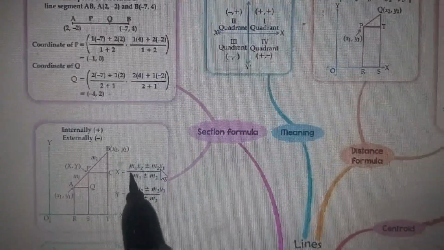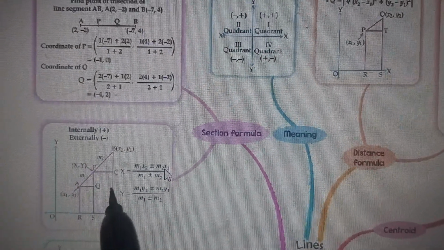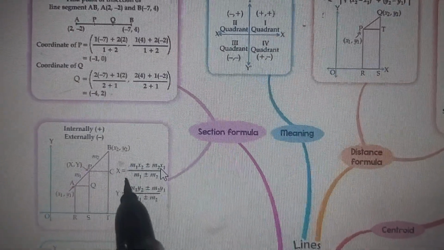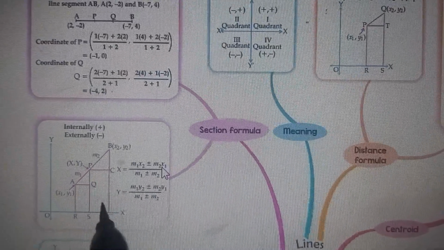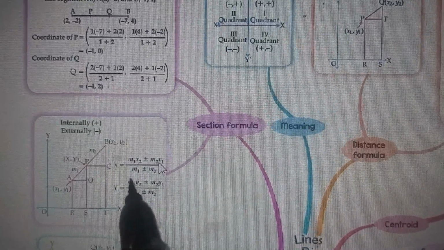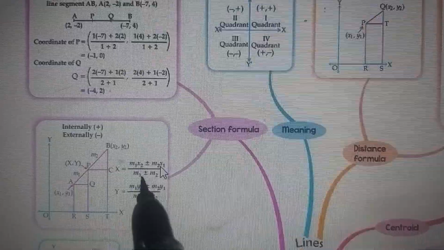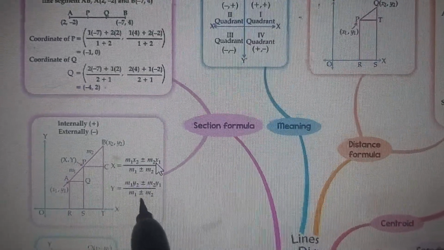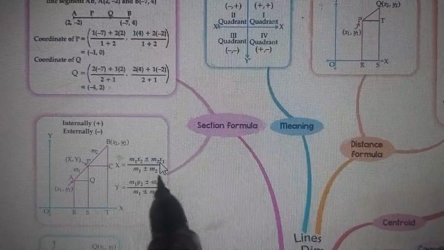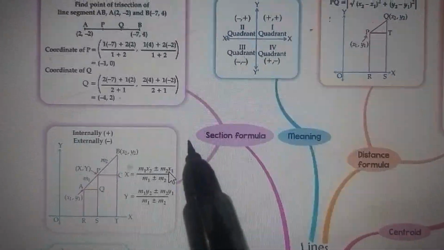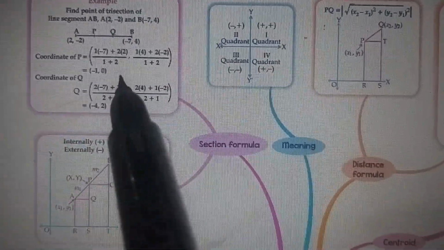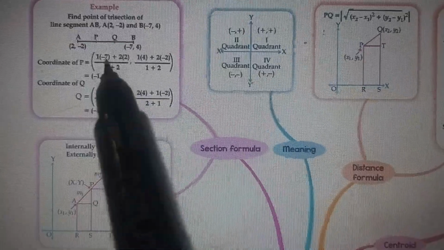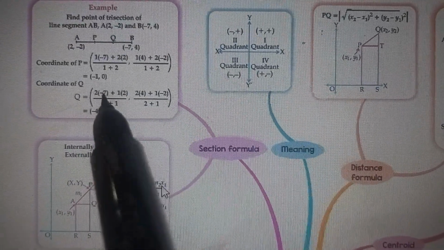And this one, internally or externally, we have the points x equal to (m1 x2 plus m2 x1) by (m1 plus m2), where m1 and m2 are the ratios, and y equal to (m1 y2 plus m2 y1) by (m1 plus m2). Denominators are the same. This is the section formula we have to use whenever ratios are given and midpoints are to be found.